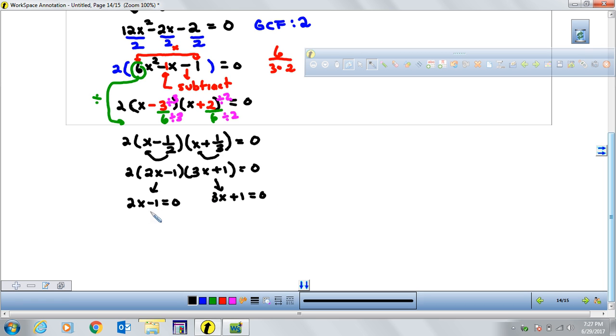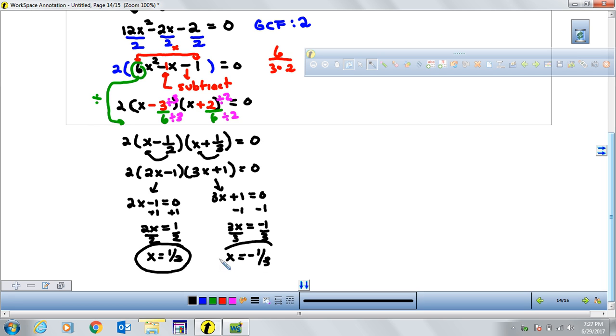So if I solve for x, that's going to be a positive 1. So 2x equals positive 1, and then divided by 2. So that gives me x is equal to 1/2. For this one, I subtract 1 from both sides, so that gives me 3x equals negative 1, and then divided by 3, that gives me x is equal to negative 1/3.